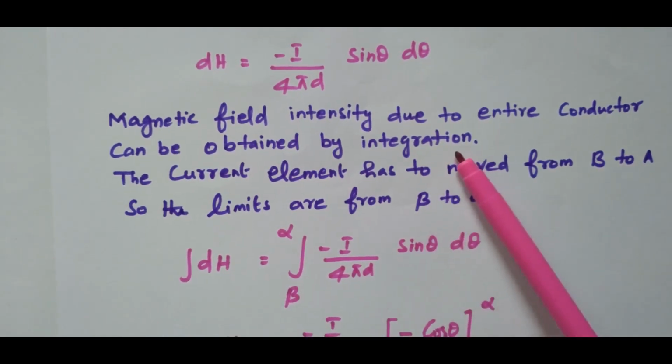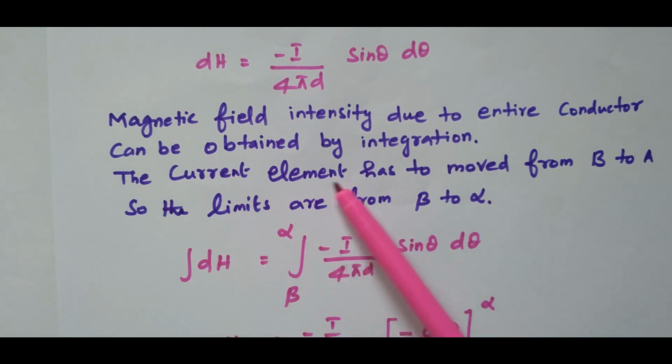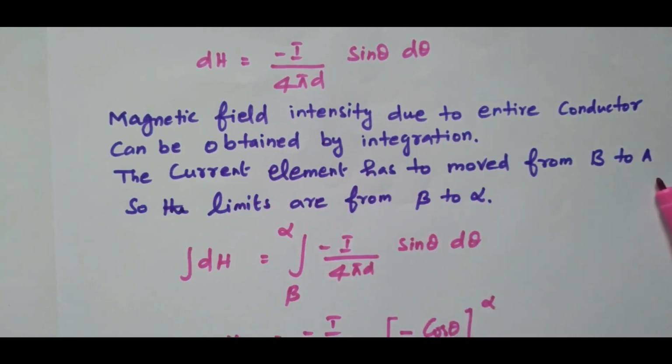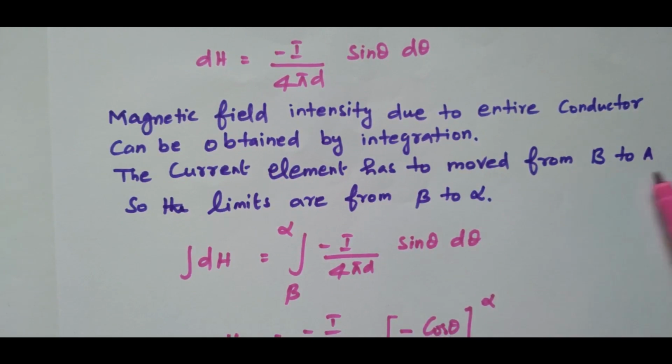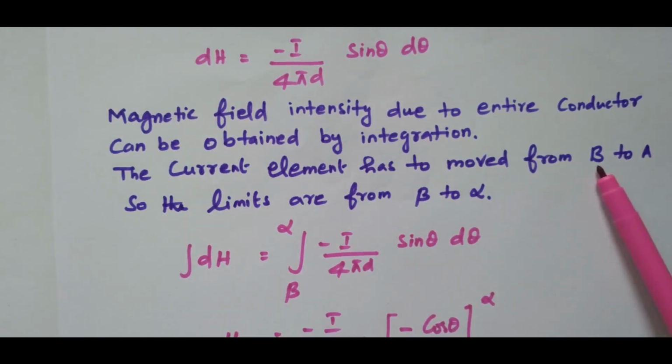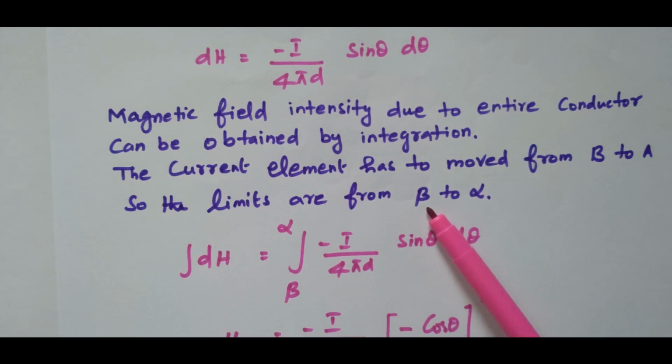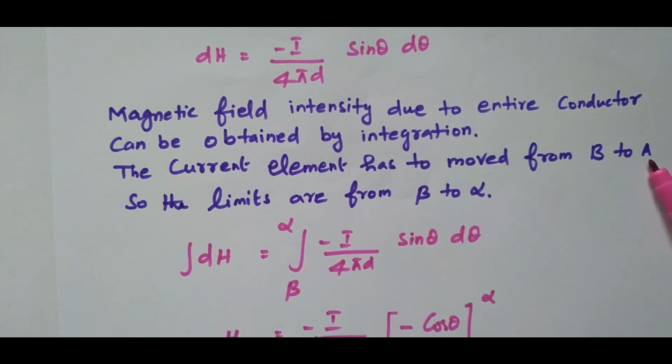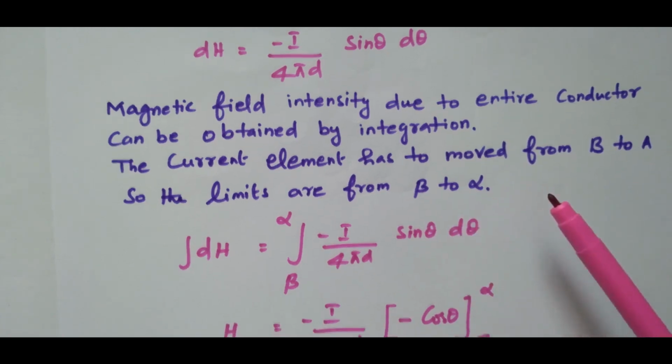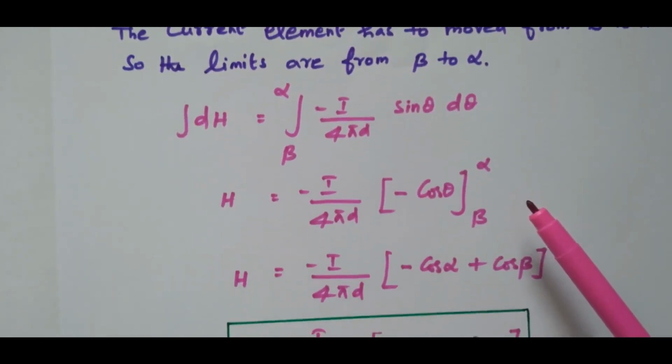Then what is the limit for this integration? Current element has to move from B to A, right? From point B to point A. So for the corresponding point B, we have the angle beta. For the corresponding point A, we have angle alpha. So beta to alpha, because the integral is with respect to theta. If it is length, we can use that, but with respect to theta, we are using the angles beta to alpha, right? So the limits are from beta to alpha. Now we integrate on both sides.